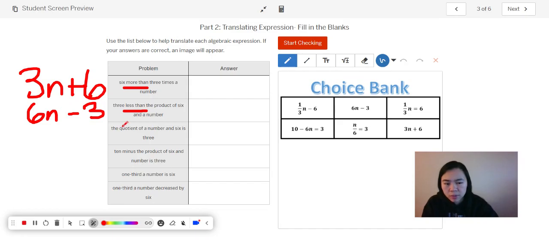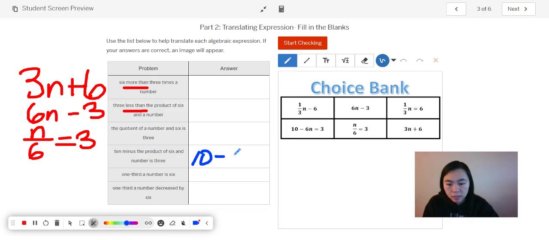The quotient, that's division. We see division using a fraction now. The quotient of a number and 6, so a number and 6, the quotient of, that's division, is 3. Something equals 3 because it is 3. I'm going to go over on this side now. 10 minus, the product is multiplication of 6 and a number. It is 3. It equals 3.